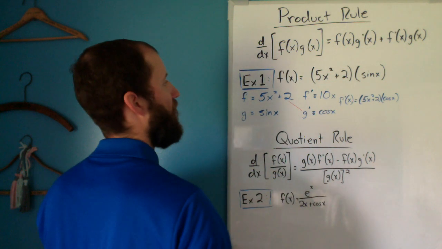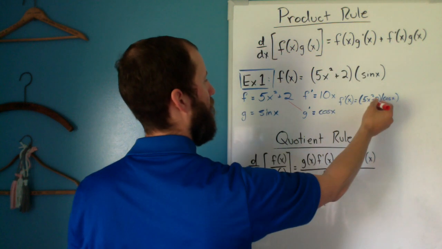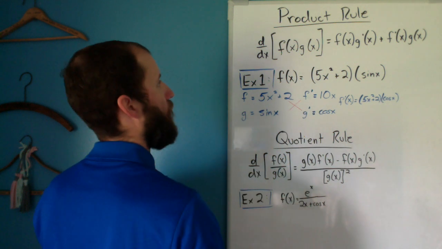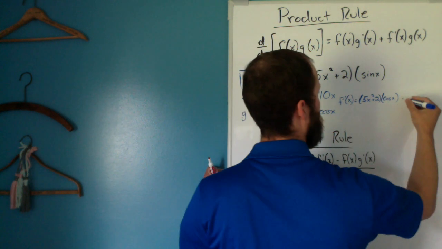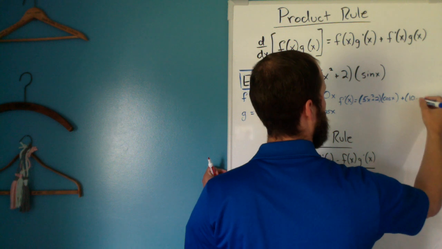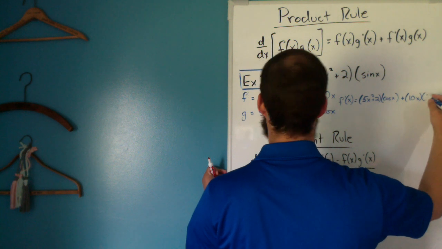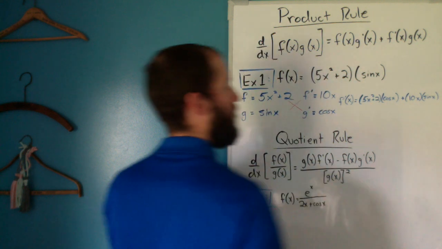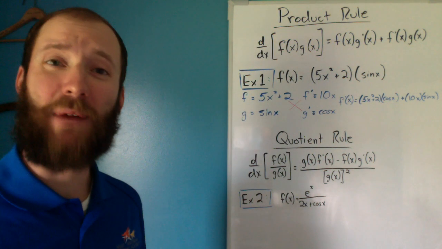That's our first piece. So you see we have F and we have G prime. And then we'll do the other cross. Plus 10x sine of x. Here's the great thing about product rule.